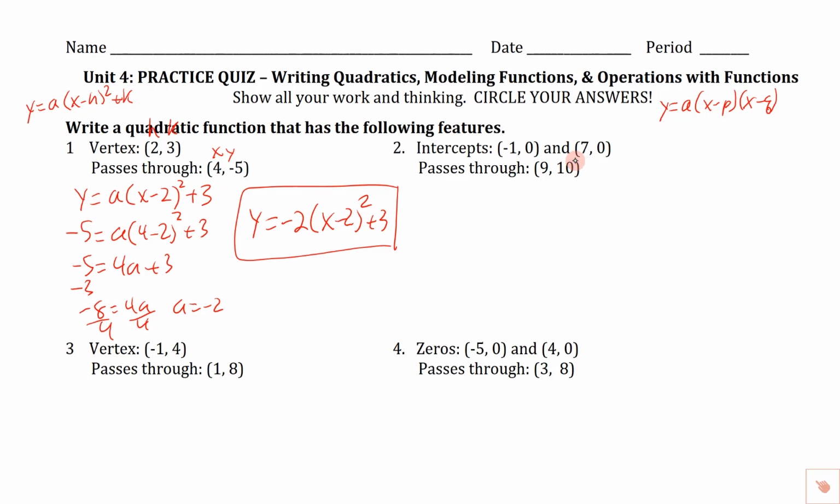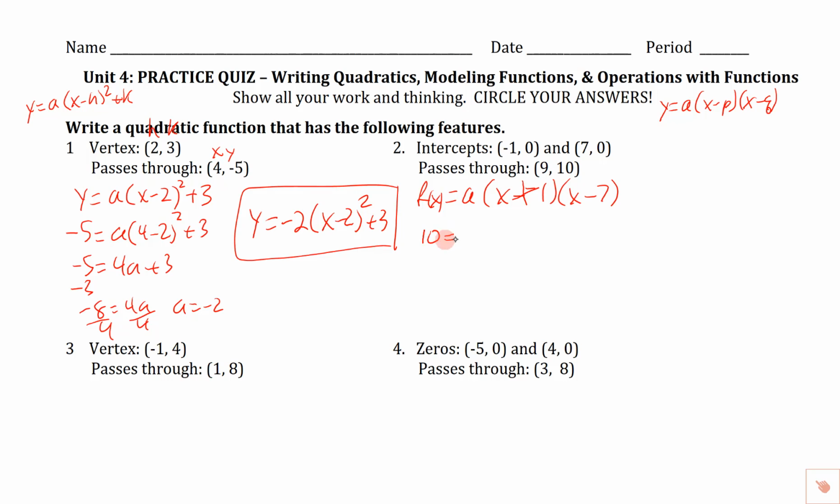This one has intercepts here and here, so we're going to write this down as y equals, or I'll go ahead and do f of x on this. So f of x equals a, and then x minus negative 1. We'll take care of that in just a second. And then x minus 7. So minus a minus is going to count as a plus. And then we're going to plug in this point right here. The x is 9 and the y is 10.